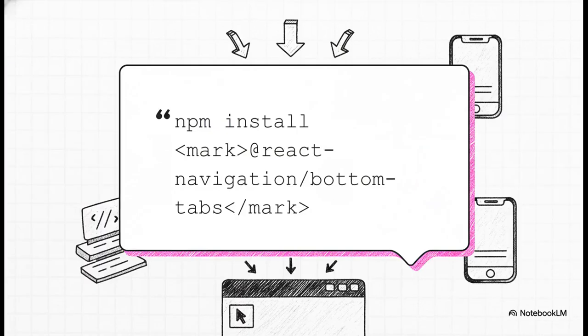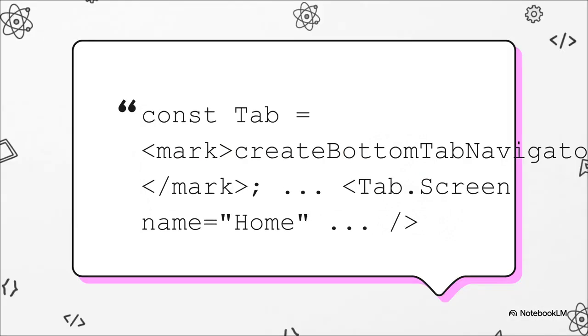That's it. Step 1 is about as easy as it gets. You just pop open your terminal, run this one command, and you've installed the official bottom tabs library from React Navigation. Done! All right, for step 2, we're going to create a new file. Let's call it tabnavigator.js. As you can see, we just import the create bottom tab navigator function, and then we define each of our tabs as a tab.screen. This one file becomes the single source of truth for your entire bottom tab bar.